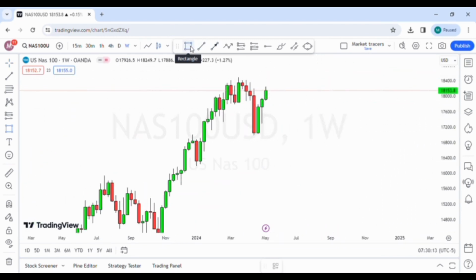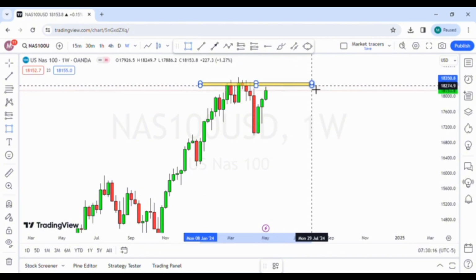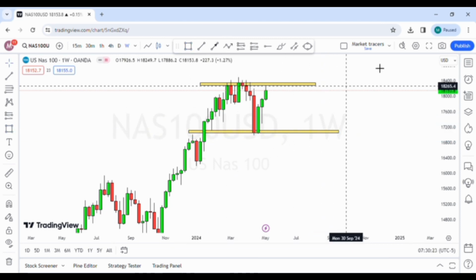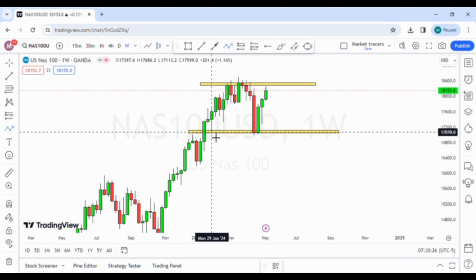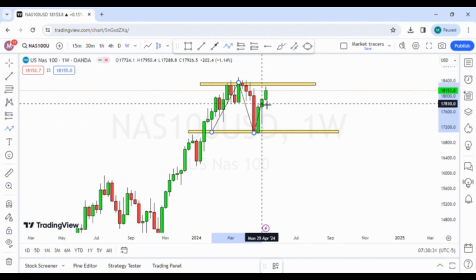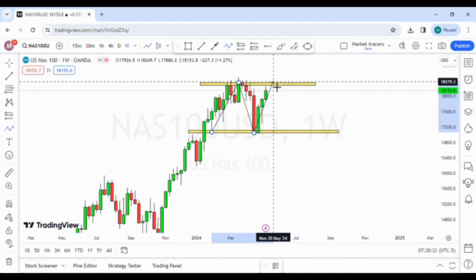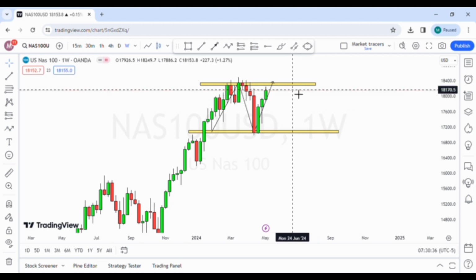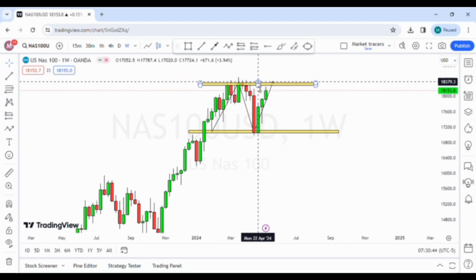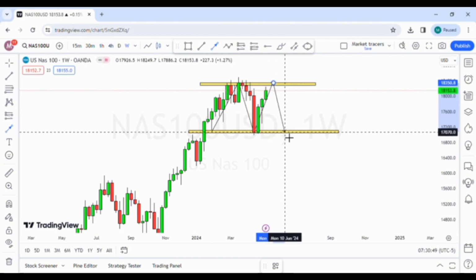So first things first, we will highlight our highest level, and we will also highlight our lowest level. From here we could see that the market rejected moving to the upside, then it came back to the same level, then it also rejected moving to the upside. So if you take a look, we are expecting the bulls to push the market a little bit to the upside. After it has touched our resistance zone, that is where we'll be expecting bears to come in and push the market to the downside.